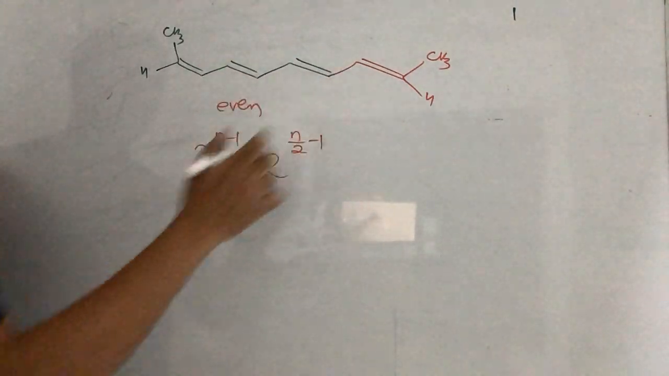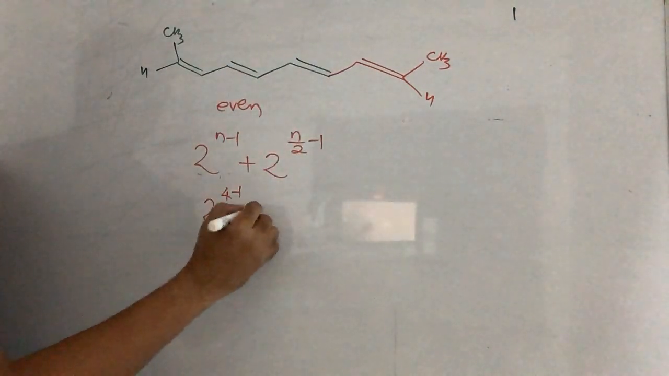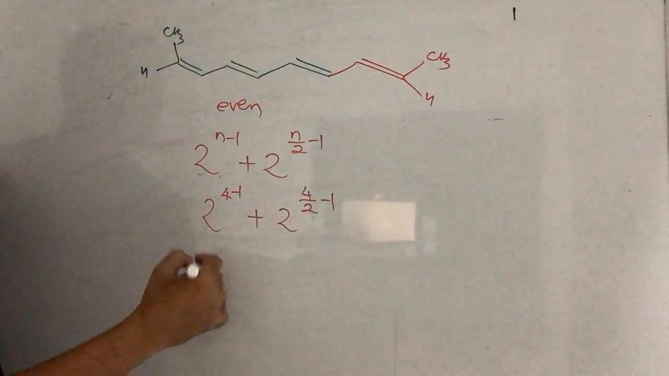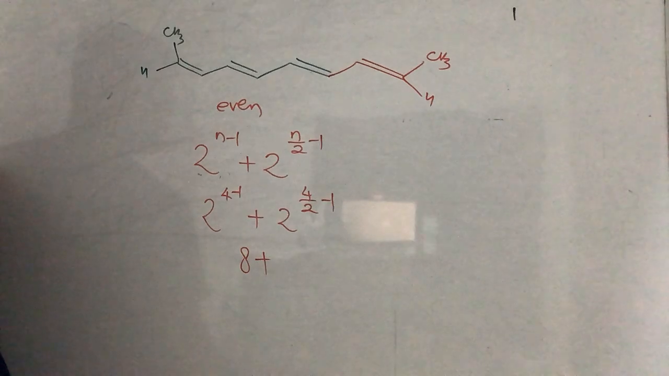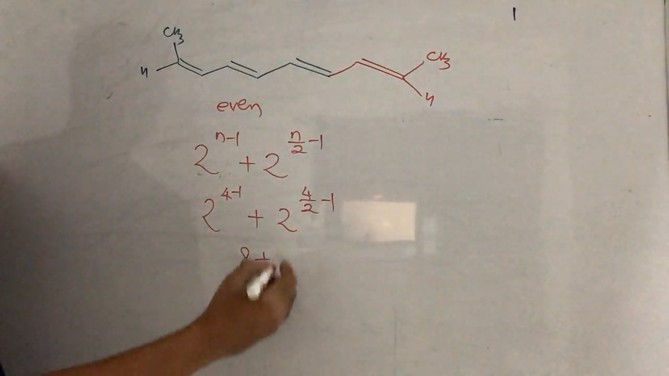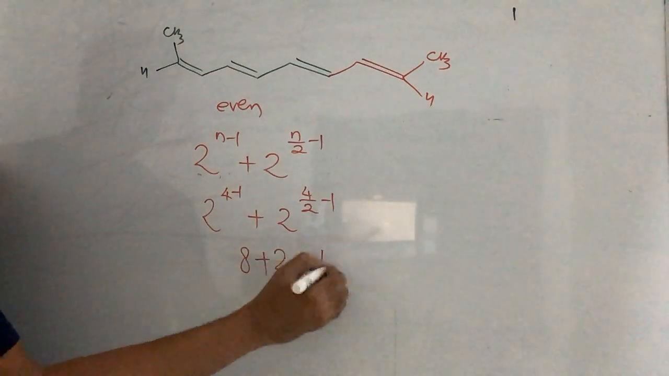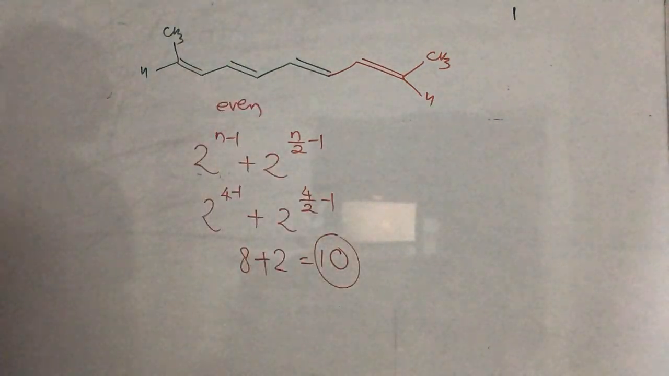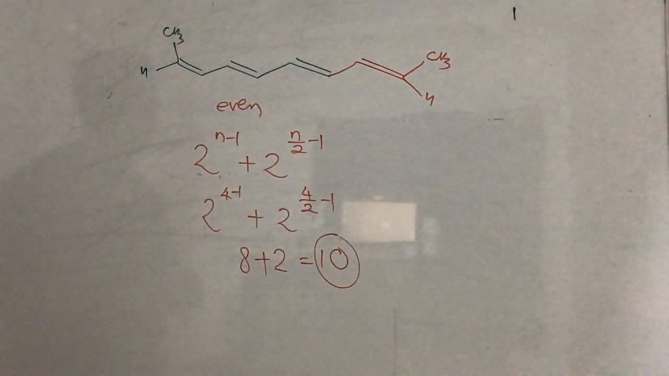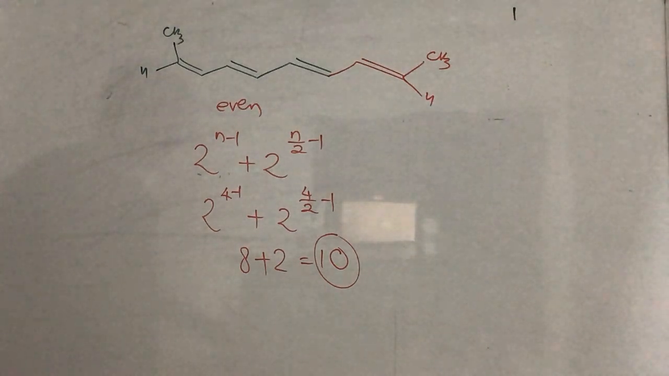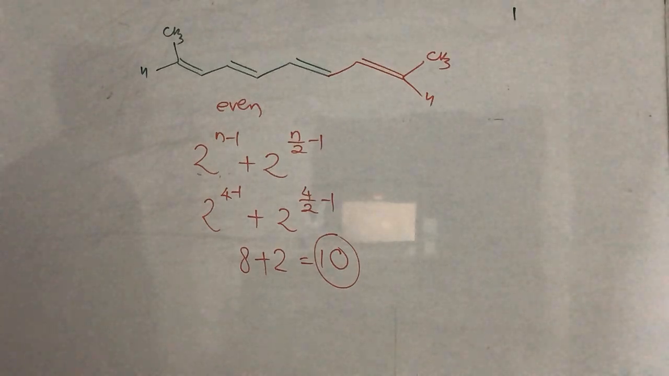Number of double bonds is 4, so 2 to the power of 4 minus 1 plus 2 to the power of 4 by 2 minus 1. 4 minus 1 is 3, 2 to the power of 3 means 8. 4 by 2 is 2, 2 minus 1 is 1, that means 2. So total number of geometrical isomers will be here 10. Whether number of double bonds is even or odd, in all such cases, you can calculate like this.